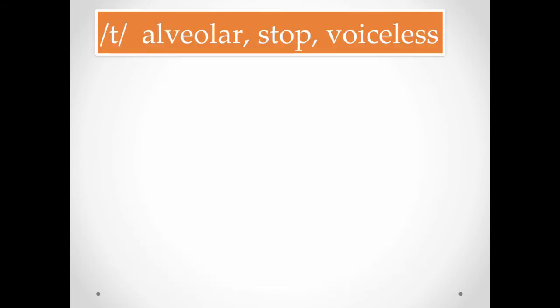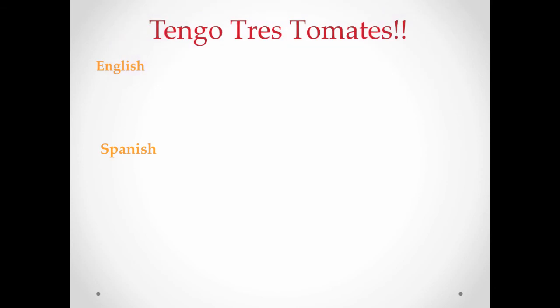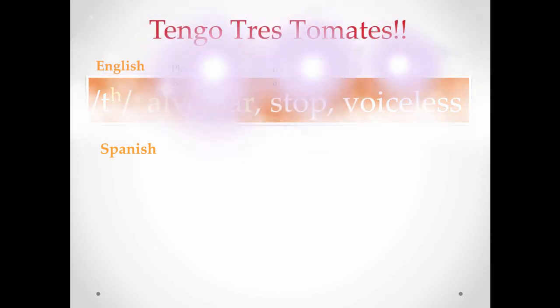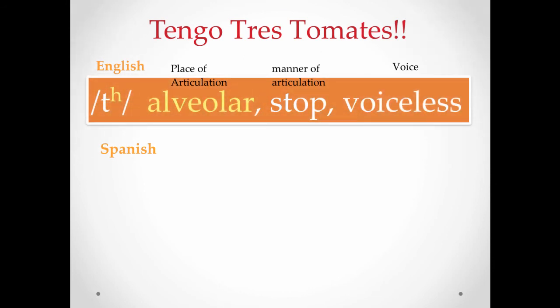Well, let's take a look. So in English, it's an alveolar stop voiceless. I forgot to put the aspiration there, but remember the superscript H. So we have the place of articulation, the manner of articulation, and the voicelessness in this case. So in English, we have a student, for example, that is studying Spanish. He might say, Tengo tres tomates.